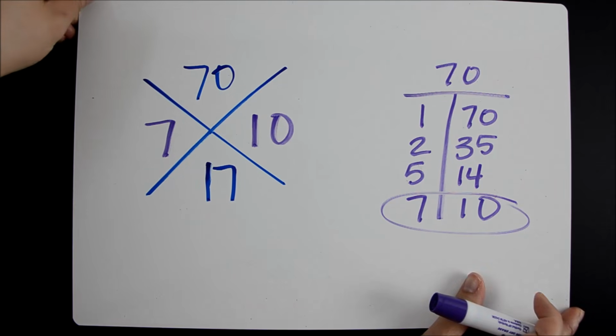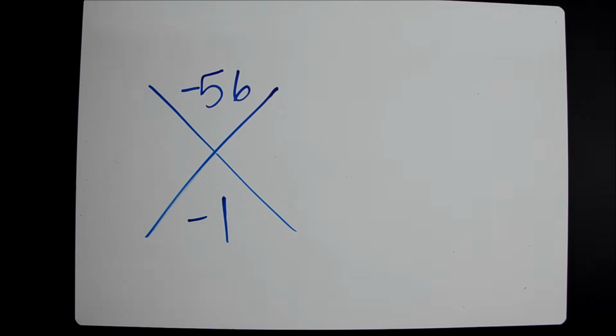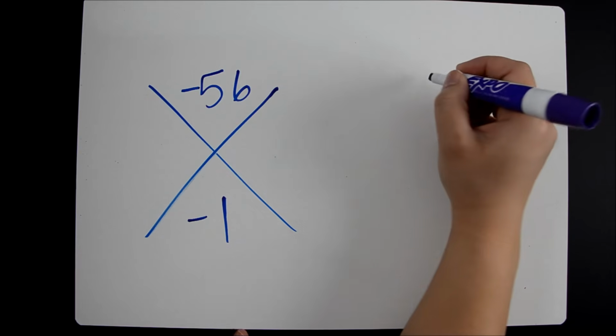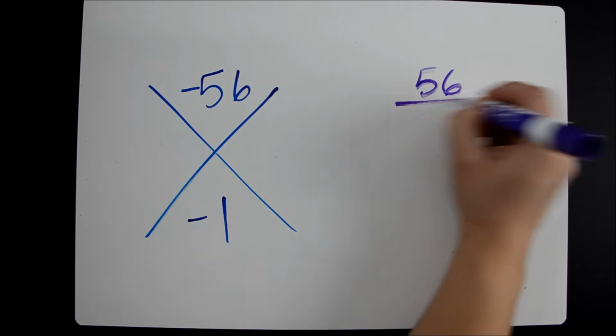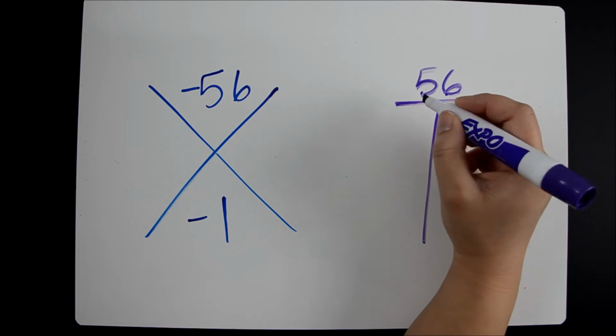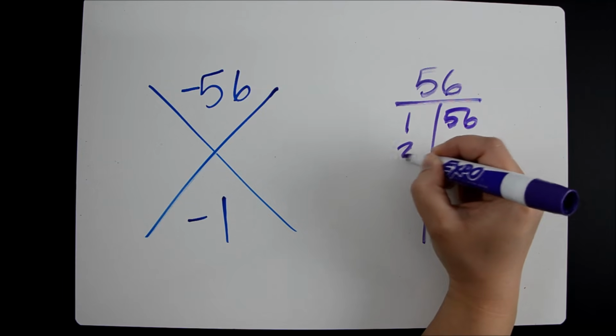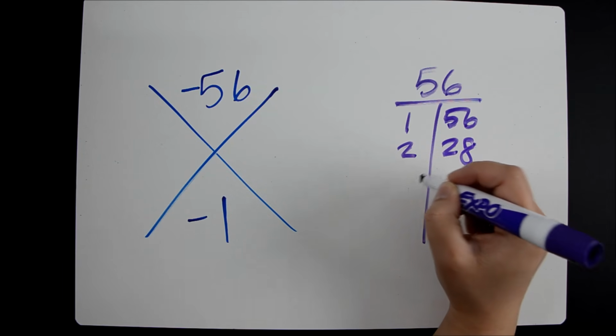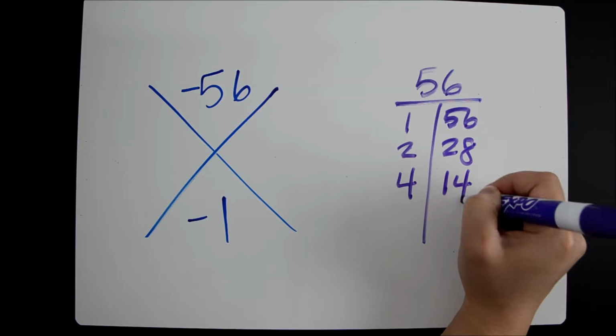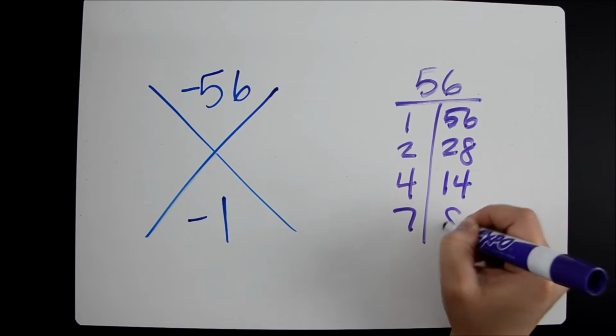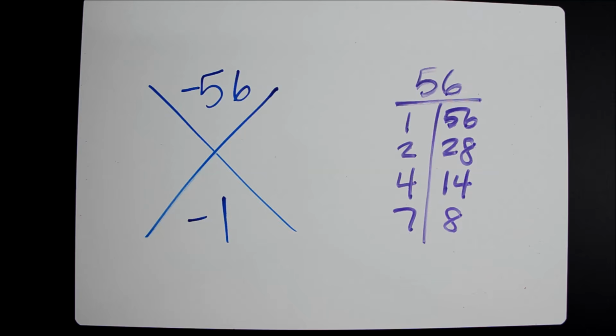Okay, so let's take a look at a problem where we have a negative product and negative sum. We're still going to create a table of factors. So the factors of 56 include 1 and 56, 2 and 28, 4 and 14, and 7 and 8. So this is a little bit trickier.